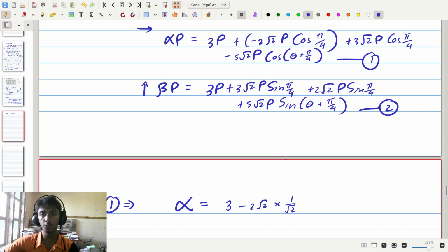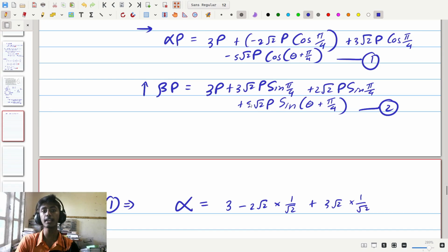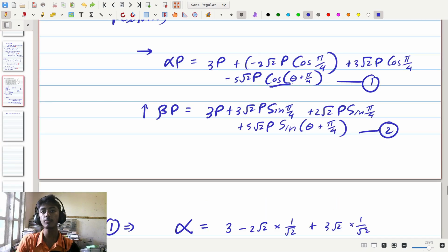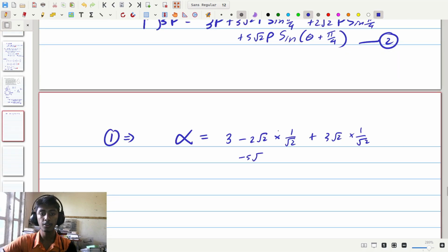So times 1 over root 2 plus, actually not 3 root 2p, just 3 root 2 times cosine of pi by 4, which is going to be plus 3 root 2 times 1 over root 2. And then next we have minus 5 root 2 times cosine of theta plus pi by 4. Now cosine of theta plus pi by 4 we don't know directly, but we can find it from the formula of cosine of a plus b, which is cosine a cosine b minus sine a sine b. So therefore what we have is minus 5 root 2 times the cosine of theta times the cosine of pi by 4 minus the sine of theta times the sine of pi by 4.